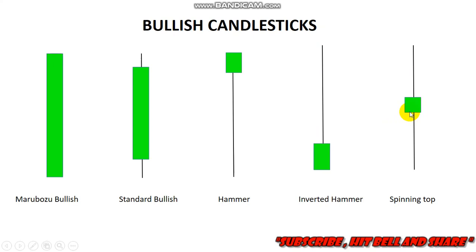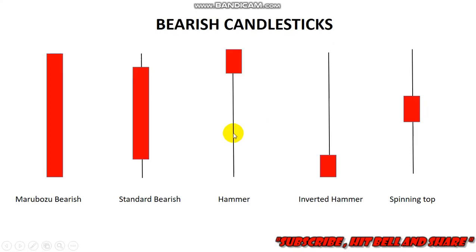Of course, we have bullish candlesticks, and we also have bearish candlesticks. We have a Marubozu bearish candle, a standard bearish, a hammer also, an inverted hammer, and a spinning top also. So what do these candles show? These we already know are standard. For example, if during the day the candle closes like this, it means the sellers totally dominated the day. Also in this one. But how about this one, the inverted hammer?